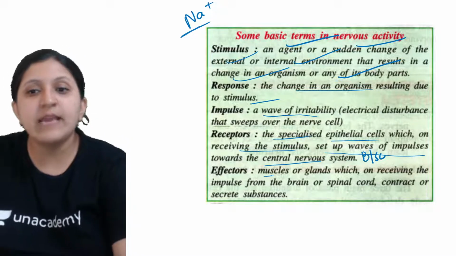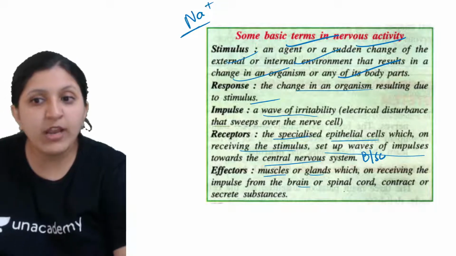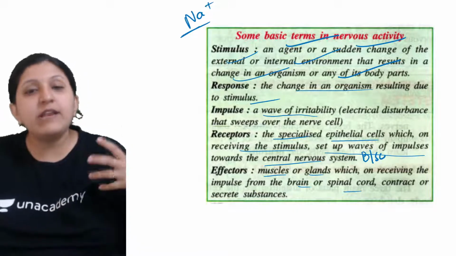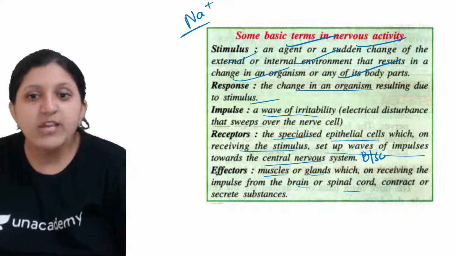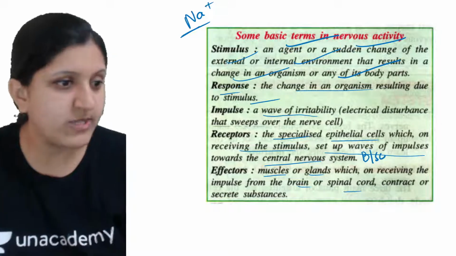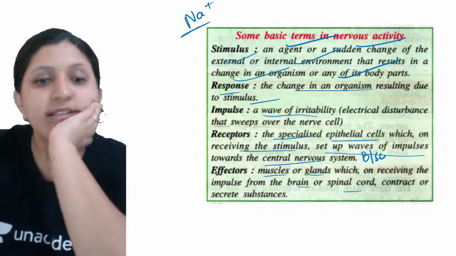Effector is basically a muscle or a gland which, on receiving the impulse from the brain or spinal cord, is going to contract, or secrete a substance if it is a gland. So that is the effector, and the effector is the one which shows the response. Okay, any doubt in this? I think I completed this.